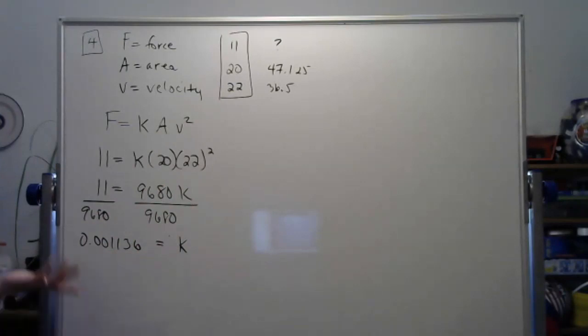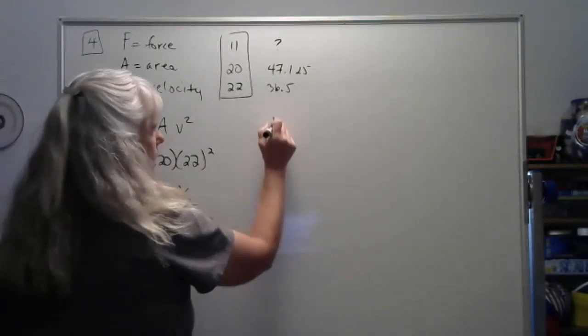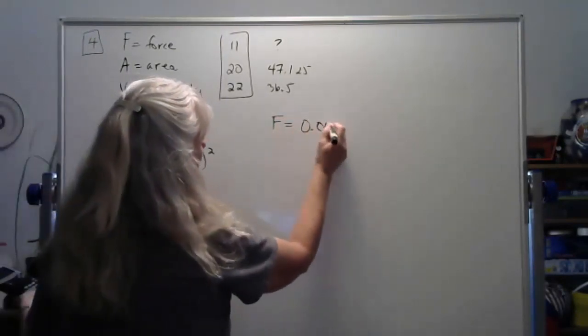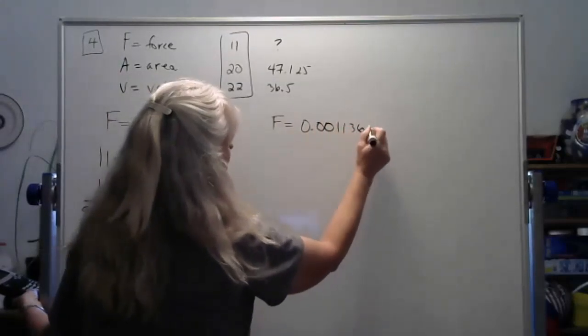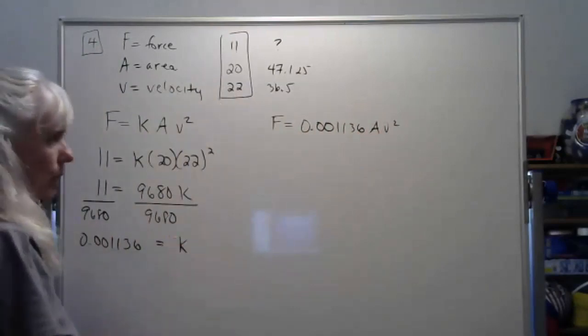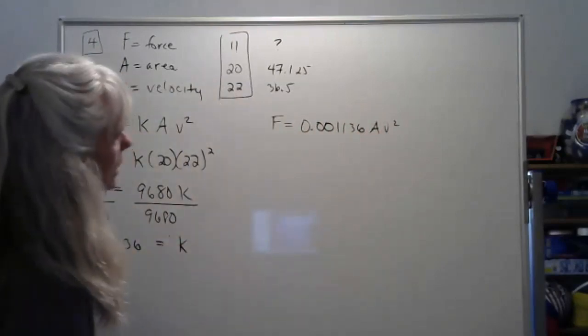If you want to have the calculator carry all the decimals, that's probably a better idea. It makes it awkward to write them. So right now we know that our force is going to be equal to 0.001136 A V squared. So now if you give me another surface area and wind speed, I can tell you what the force on the window is.